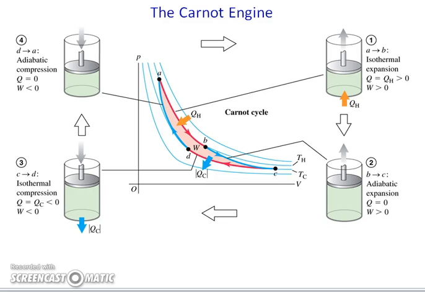Imagine the working substance to be a gas confined to an insulating cylinder with a weighted movable piston. The cylinder may be placed at will on either of the 2 thermal reservoirs or on an insulating slab.